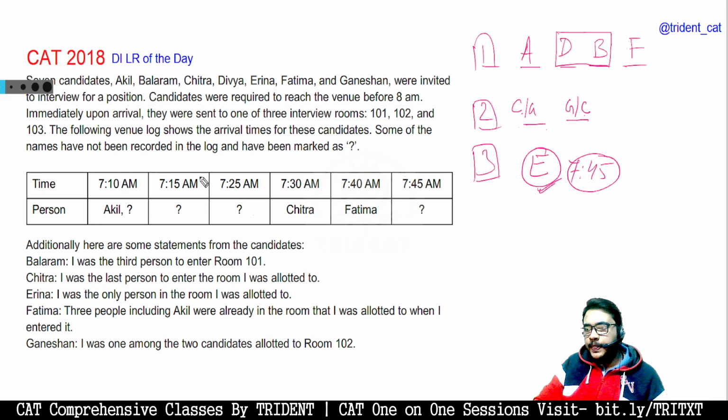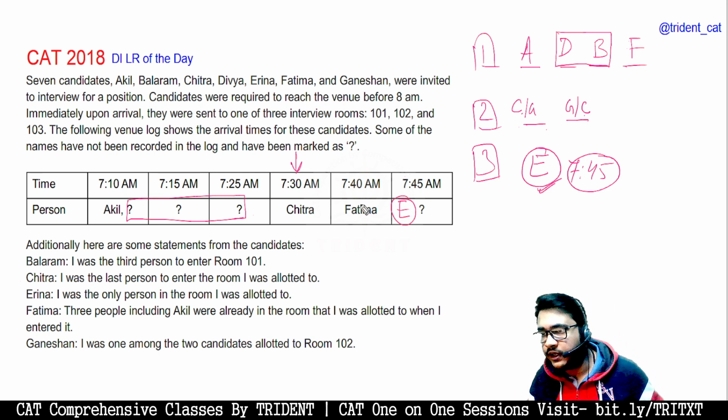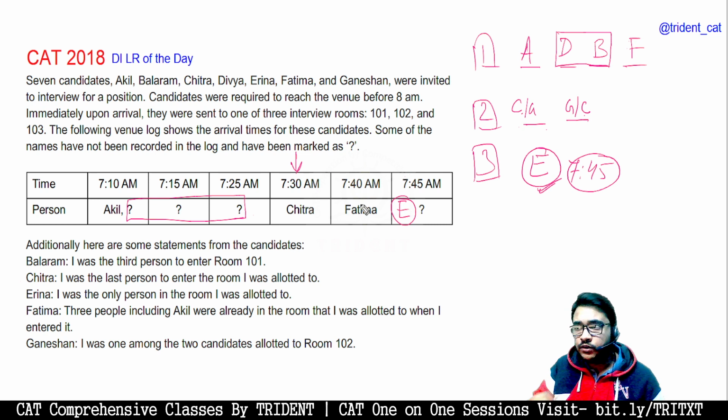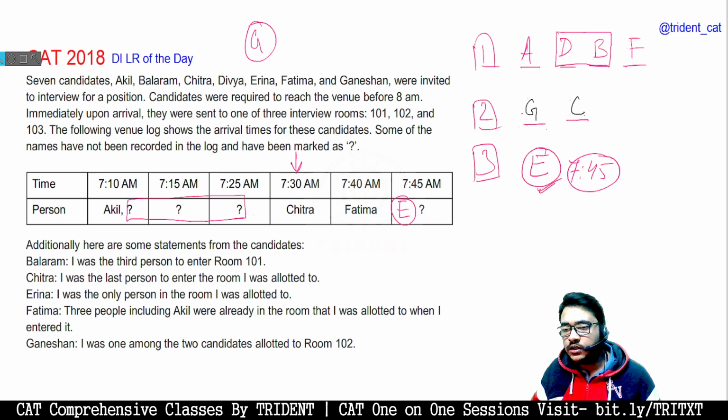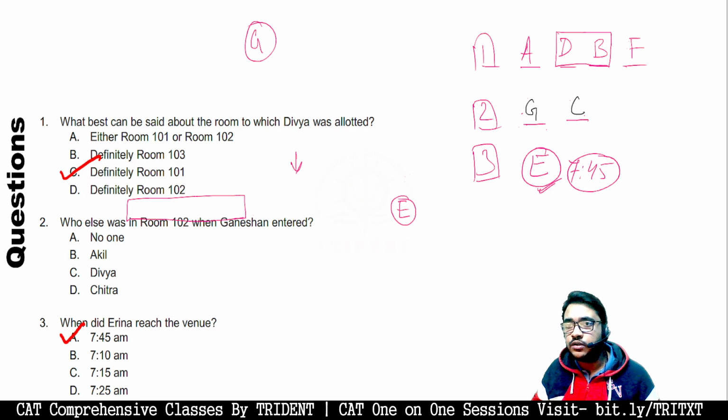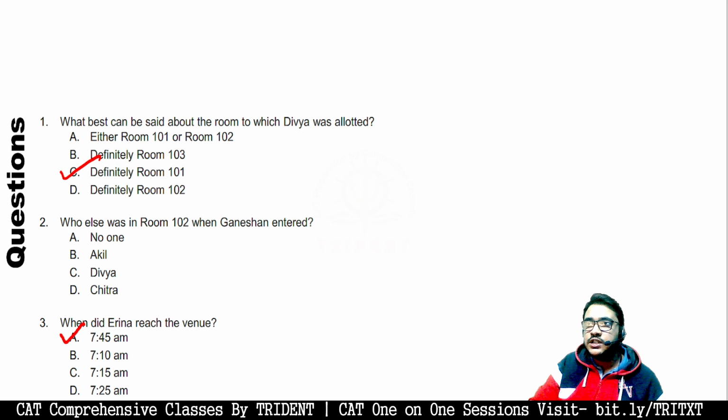If you just realize that Chitra is at 7:30 and there are 3 people left. I have already said that Irina sits at 7:45. Does that not tell you that Ganeshan has to be the first one to enter the room and then Chitra? Okay, I hope this much deduction you can do. So Ganeshan and then Chitra, whichever time, I don't know, I don't care as of now, but question number 2 now gets easily answered. Question number 2 has asked me very specifically who was in the room when Ganeshan entered. So Ganeshan entered, no one was in the room because he was the first one to enter that room.